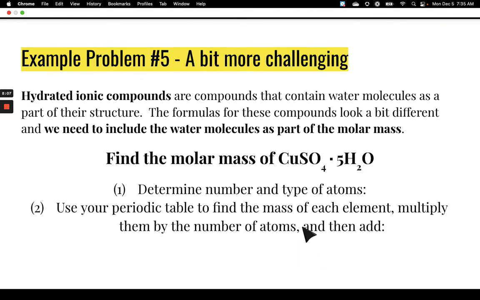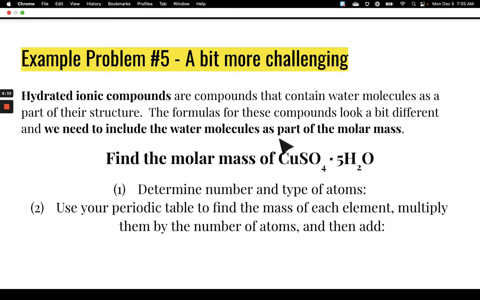All right, let's try another one. Now this one's a little bit more challenging. There are these things called hydrated ionic compounds, and they are compounds that contain water molecules as part of their structure. So you have to add those in. The formulas of these compounds look a little bit different, and we need to include the water molecules as part of the molar mass. So it looks like this, and you see a dot here, and sometimes in math you think of that as being a multiplication, but it's not.